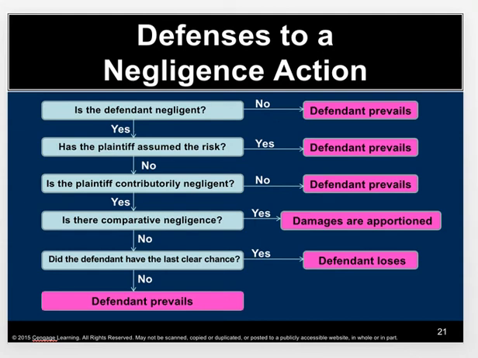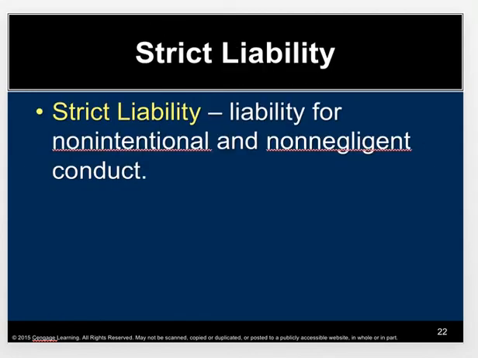So here we have a whole chart of questions that you can ask. Again, you have assumption of risk, you have contributory negligence, you have comparative negligence, and what we call the last clear chance. I'll let you go through that. I'm not going to spend a lot of time on the slide. I'll let you read about some of those in the book. They're just not as important, and we've already spoken about a lot of these anyway. Let's move on to strict liability.